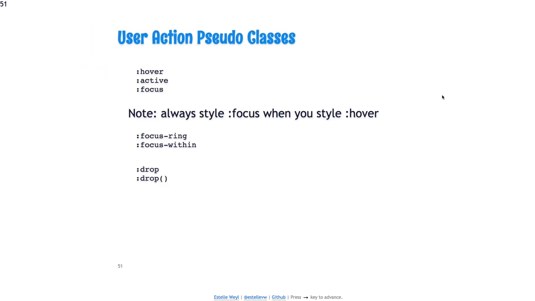Then we have user action pseudo-classes. So we have hover, active, and focus. Please style all of these all of the time. Never remove a focus ring. Well, you can remove a focus ring, but if you remove the focus ring, put something else on. Not everyone uses a mouse to navigate through your site. When people remove the focus rings, and I'm tabbing, and there's no indication of what is the link that is active or has focus, I have no clue where I am in the page. I'm an average user.